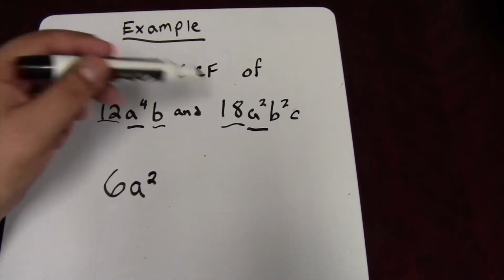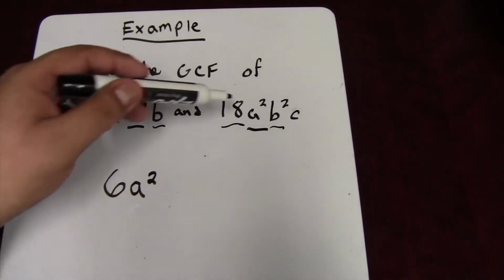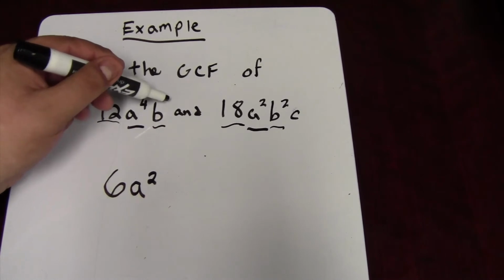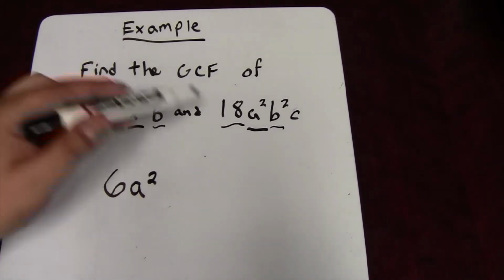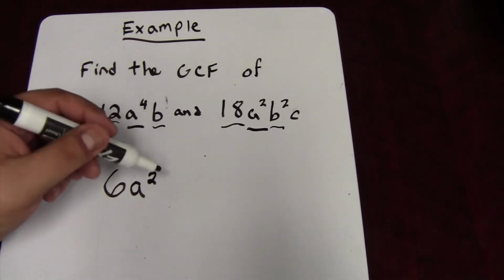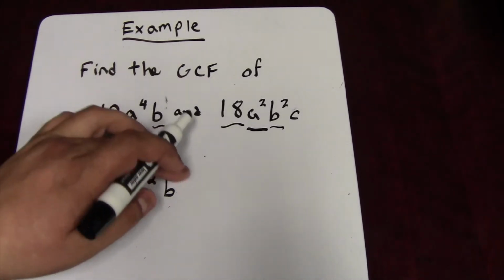Now let's move on to b. They both also have b's, so that's good. And we have a b squared and a b to the 1. It's not written, but it's implied that it's a 1. So the smallest of these two is b to the 1. We don't have to write the 1 there.